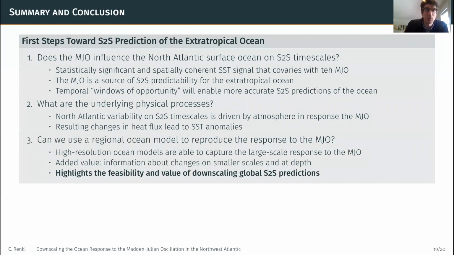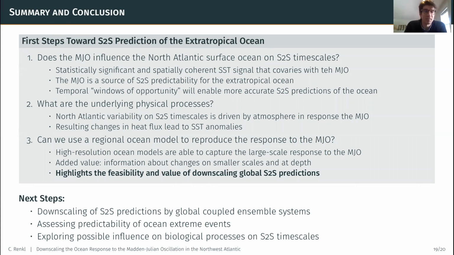Then the last question was, can we use a regional ocean model to reproduce the response to the MJO? And using the GOMS model, I showed that high resolution ocean models are able to capture the large scale response to the MJO. And they can also add some more value by giving us information about changes on smaller scales and at depth. And this overall highlights the feasibility and the value of downscaling global S2S predictions.